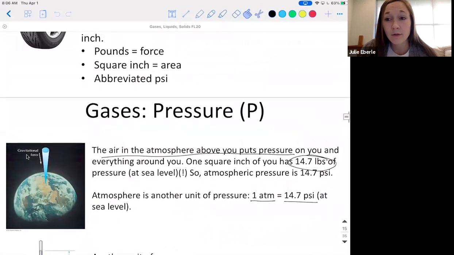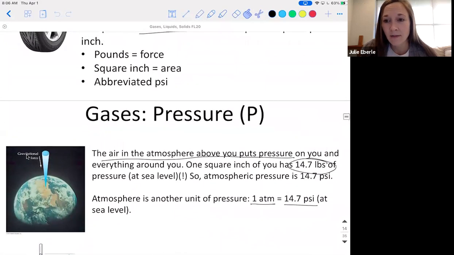Tuesday, we talked about intermolecular forces, IMFs. We talked about van der Waals, dipole-dipole interactions, and hydrogen bonding. After that, we switched over. We said, okay, we're going to focus on gases now.